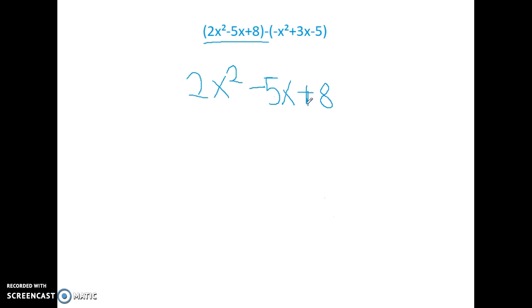Now the second term is when it gets a little more complicated. Remember when I showed you in the beginning when we were subtracting the simple 22 minus 10? Well, first we started with subtracting each term, so 2 minus 0. With polynomials, you're subtracting each like term. So that means 2x squared and x squared are like terms. 5x and 3x are like terms, and 8 and 5 are like terms.